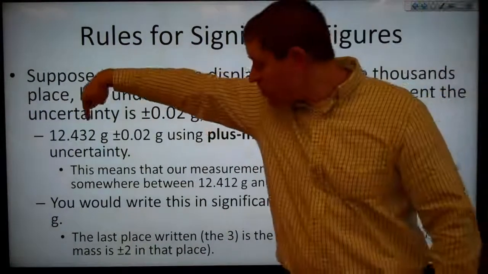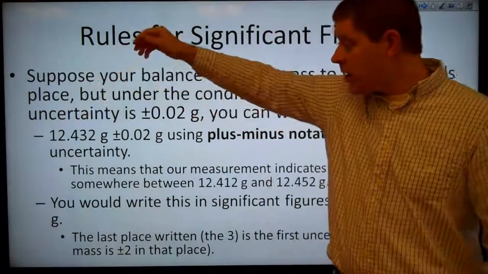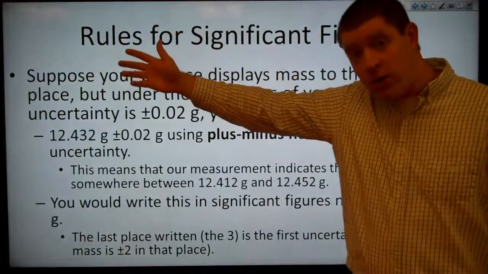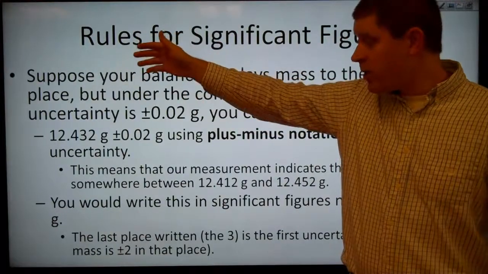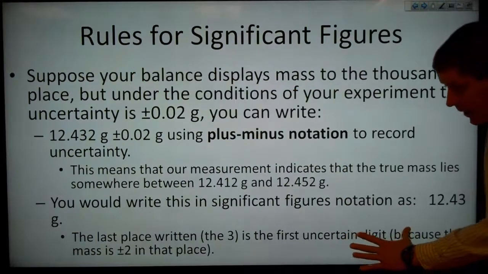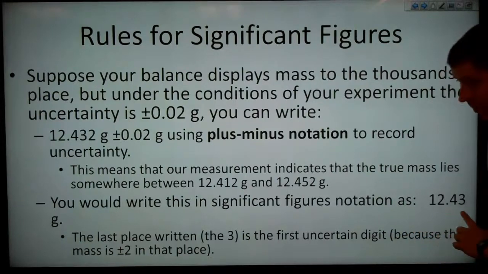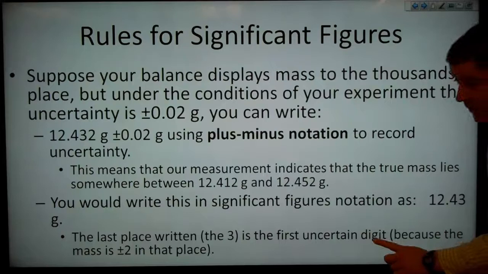That 0.02 is in this place where we currently have a 3. So we really know that it's somewhere between 12.452 grams and 12.412 grams. You can then write this measurement using significant figures notation as 12.43 grams.